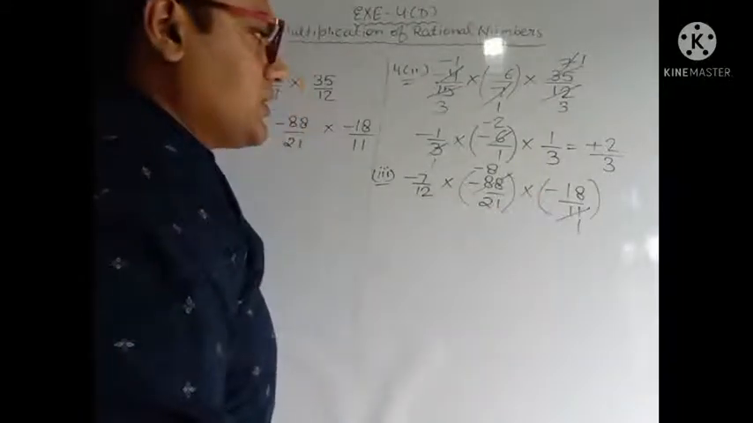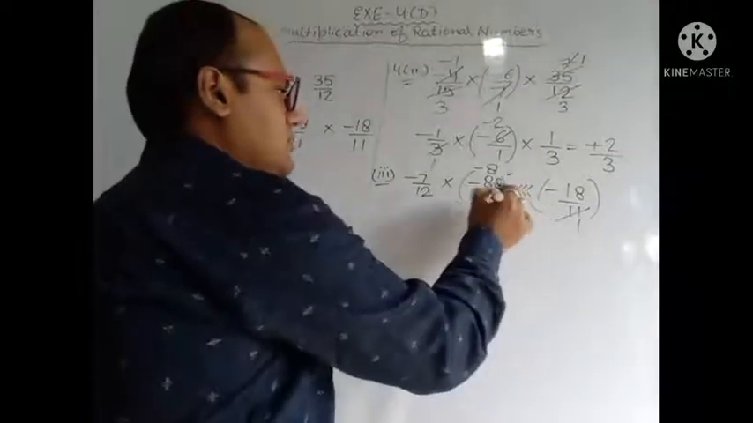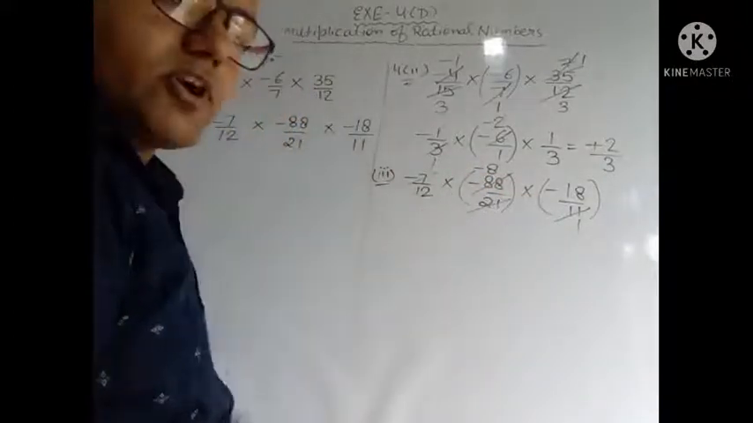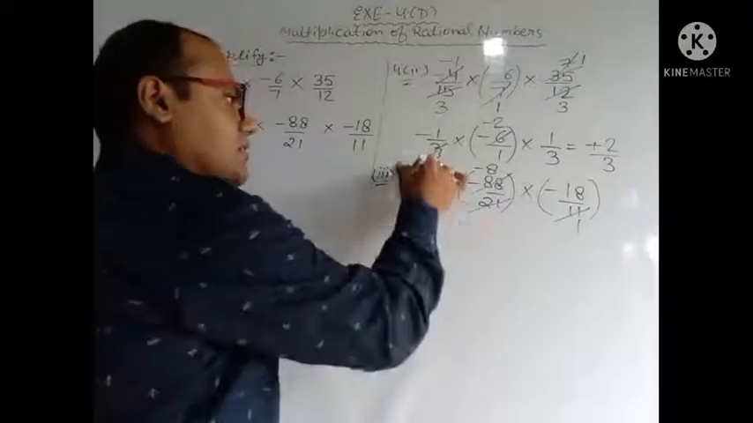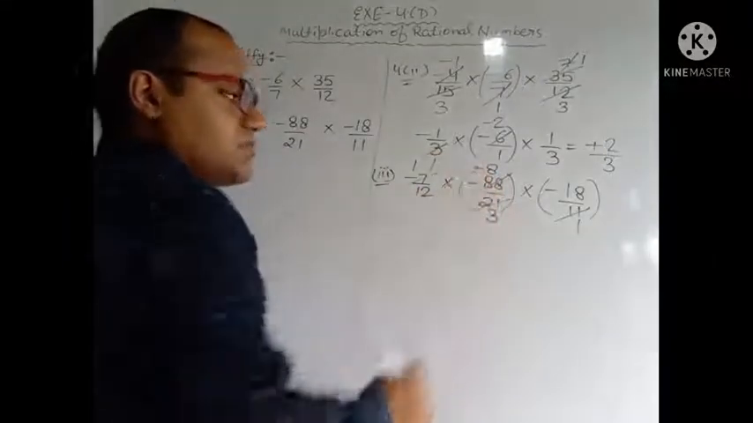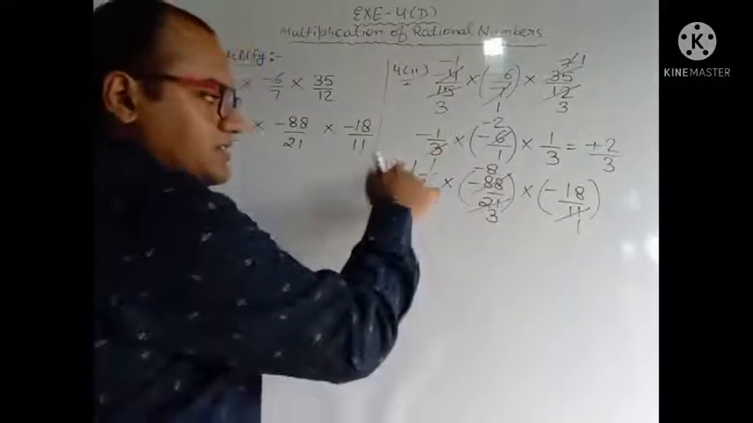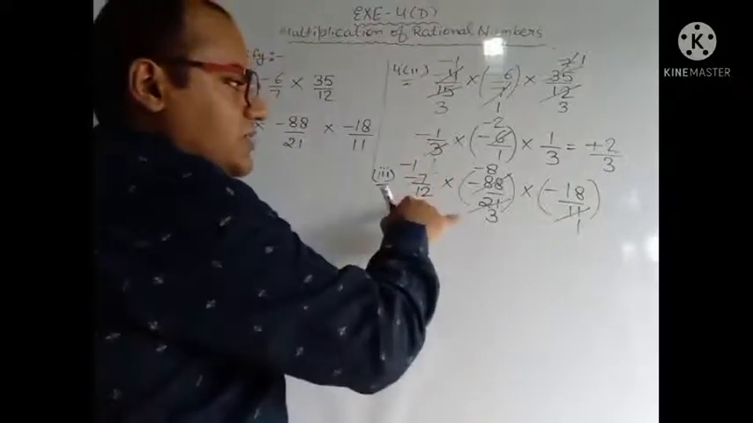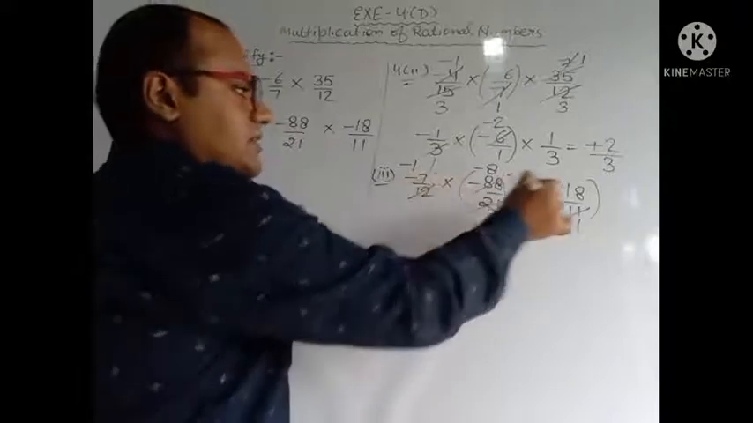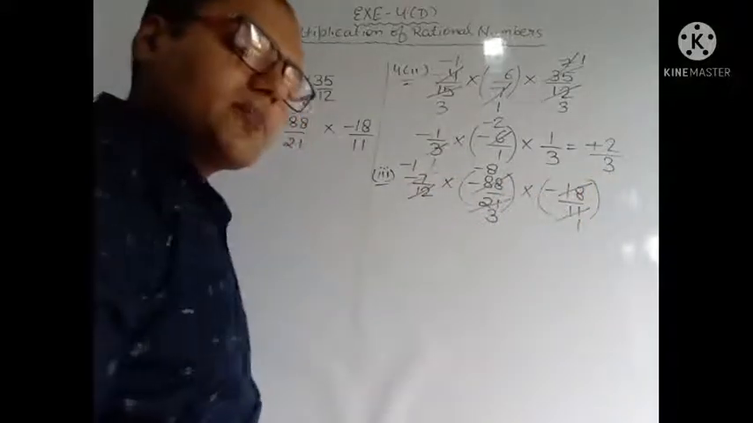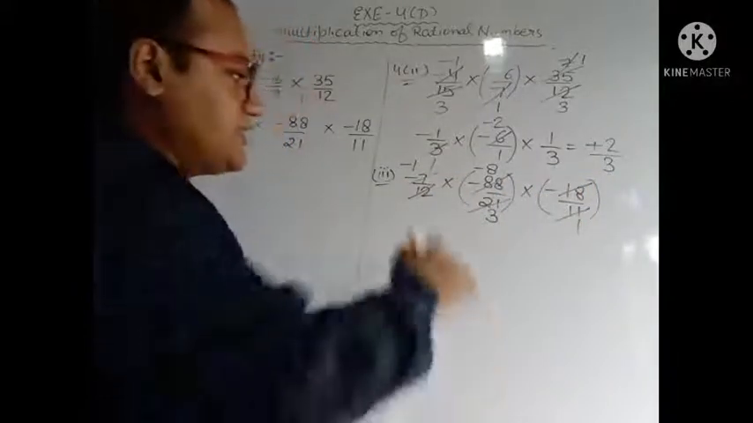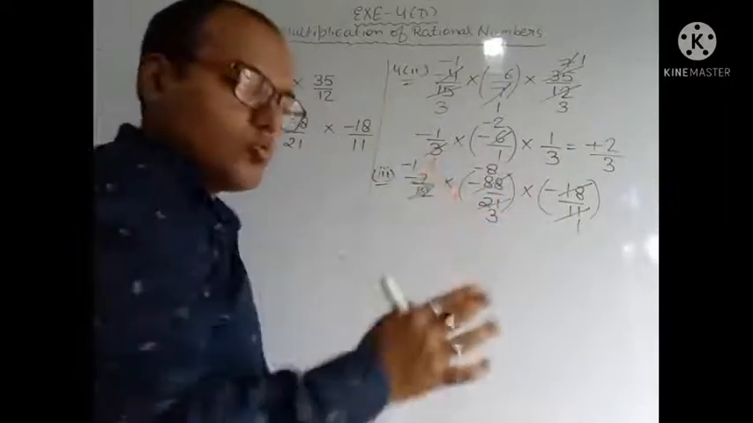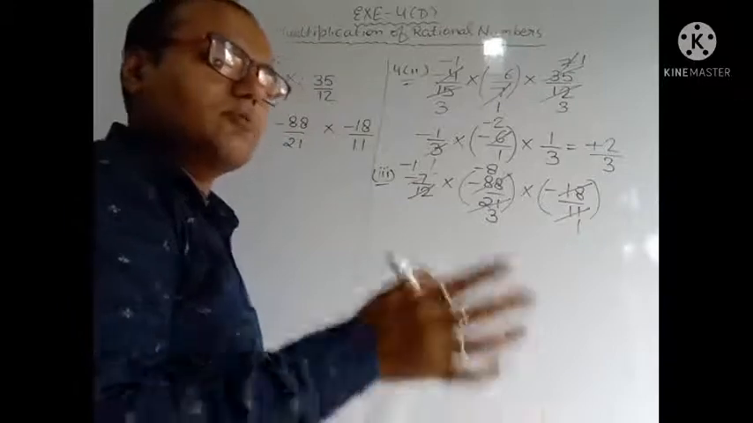Now 7 and 21 also, 7 in the numerator and 21 in the denominator. 7 ones are 7, 7 threes are 21. In this 7 minus is there, so we will put a minus sign here also. Now this 12 in the denominator and this 18 in the numerator, both are coming in the table of 6. These two are coming in a table of 3 also, these two are coming in a table of 2 also, and these are coming in a table of 6 also.